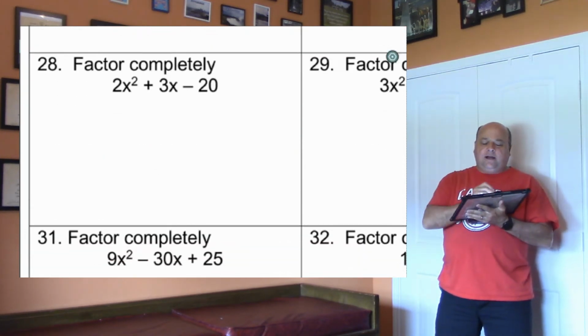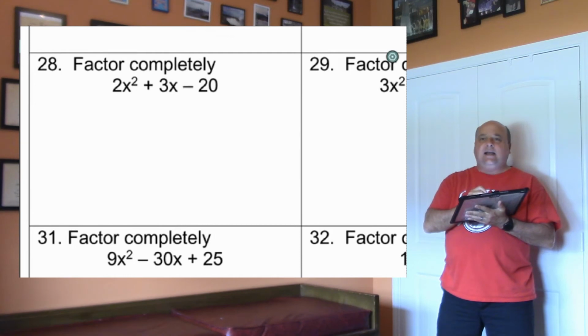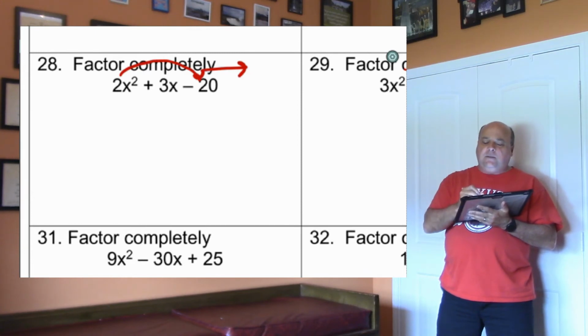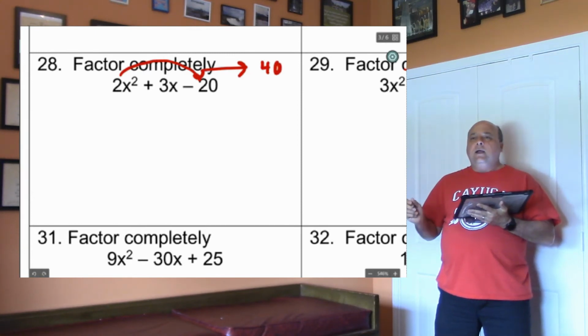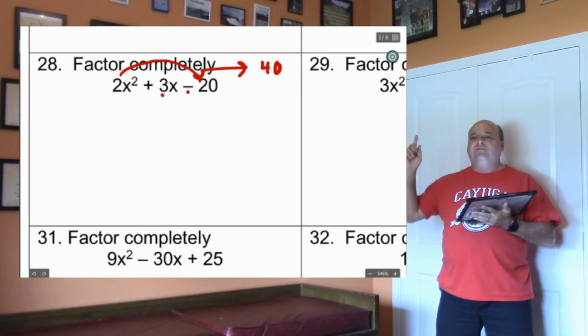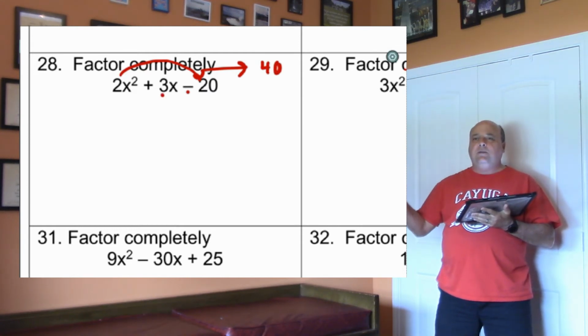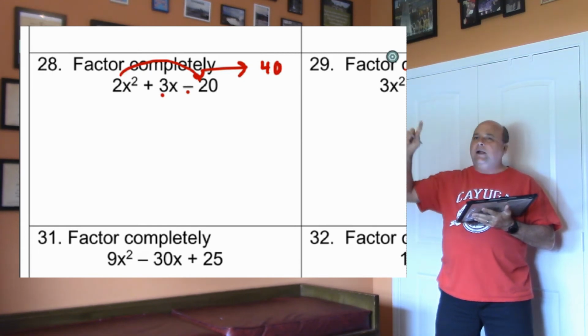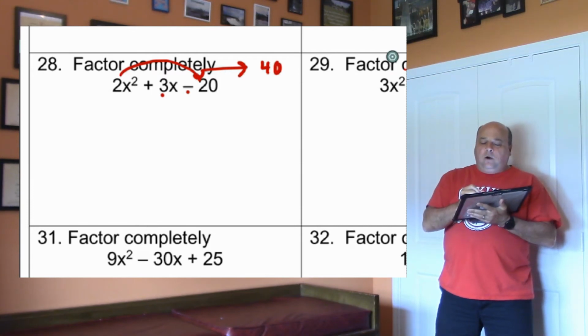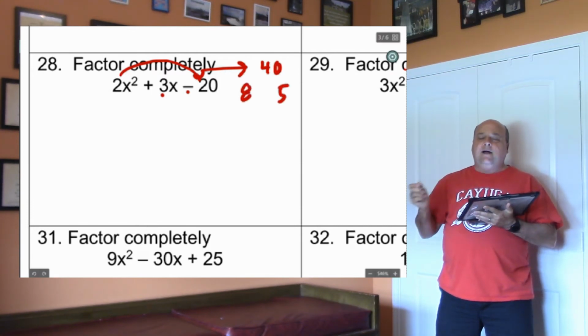On this one right here, can I take a 2 out of 3 and 20? I can't take a 2 out of 3. So I've got to multiply the first term and the last term, and that's going to give me a 40 in it. Now then, I want the factors of 40 that subtract to give me 3. The factors of 40 that subtract to give me 3 are 8 and 5, right? If you can't get that, you've got to write all the factors out, okay? So 8 and 5 work. So I'm going to write down 8 and 5.